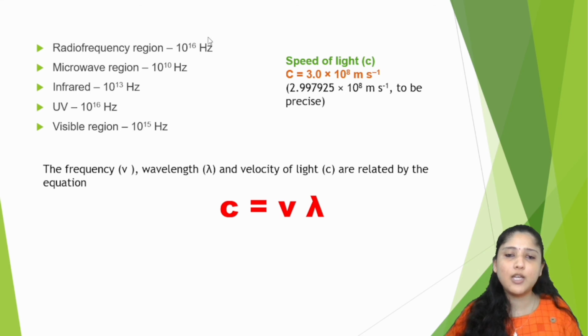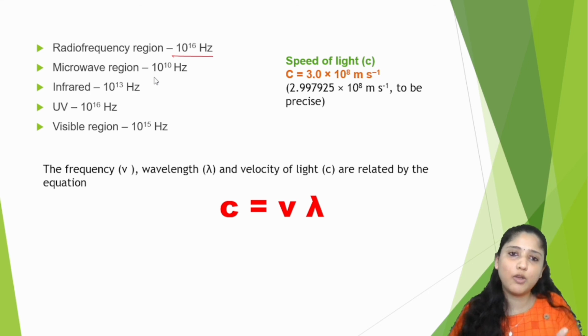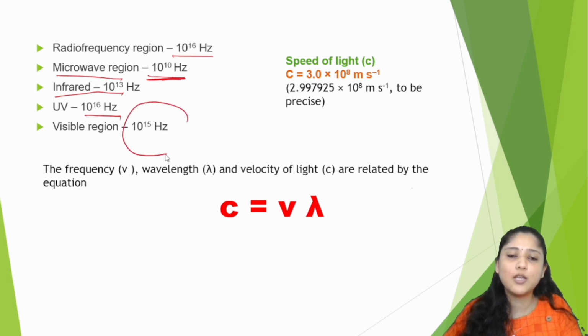The radio frequency region is around 10 raised to 16 hertz. What is the microwave region? You have all seen a microwave oven, isn't it? We heat substances in the microwave. That is 10 power 10 hertz. Next is the IR, infrared region, 10 power 13 hertz. The UV region is 10 power 16 hertz, and the visible region, visible to our naked eye, is 10 power 15 hertz.